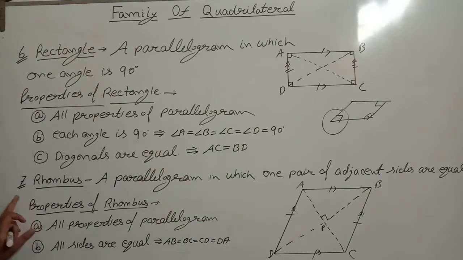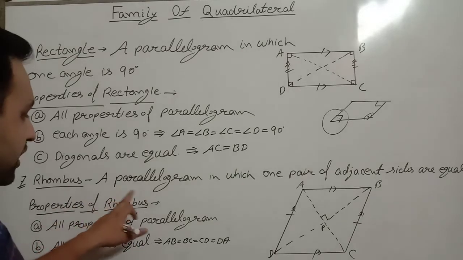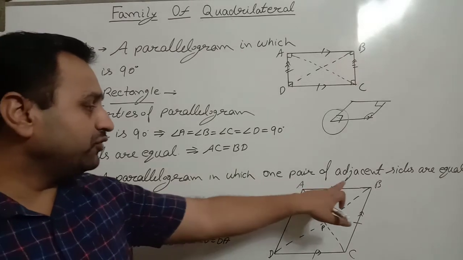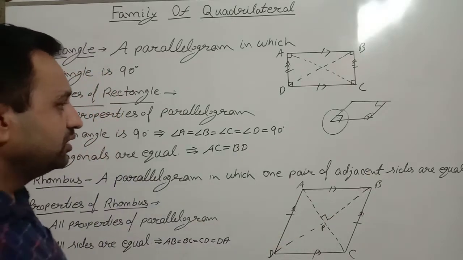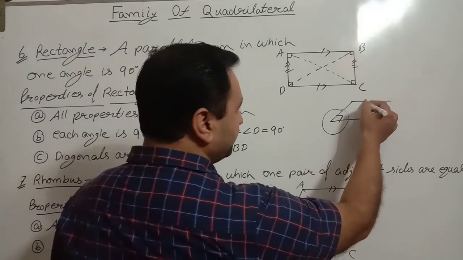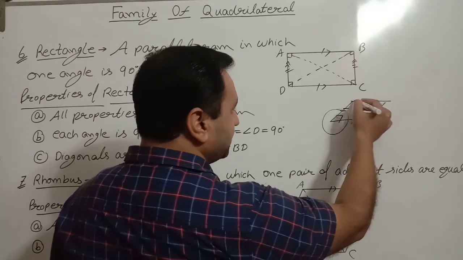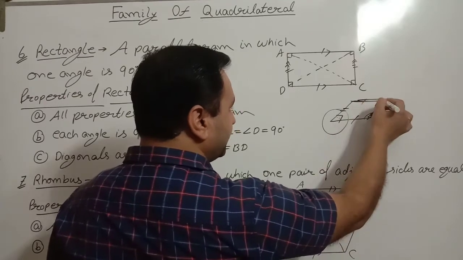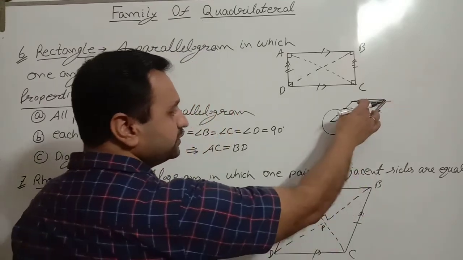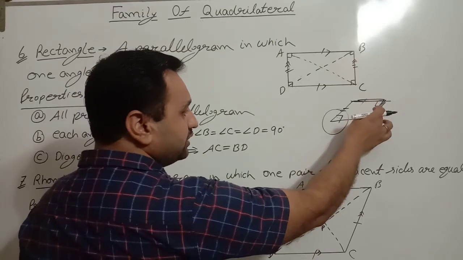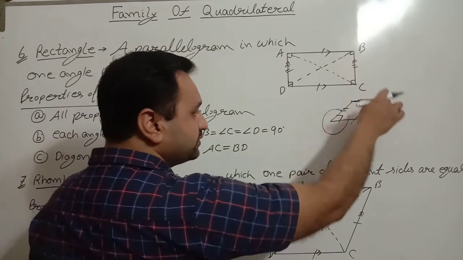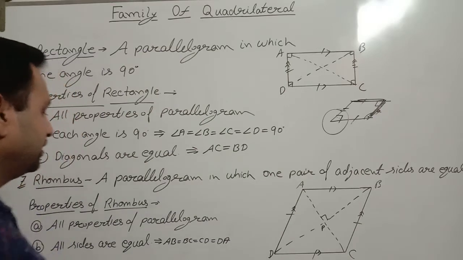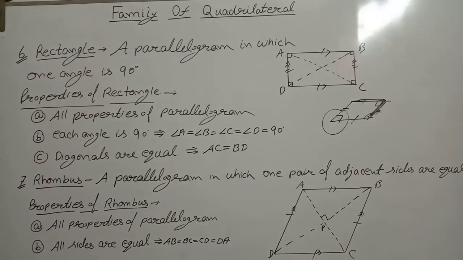Next, rhombus. Rhombus is also a part of a parallelogram. So it is a parallelogram in which one pair of adjacent sides is equal, because in a parallelogram we know that opposite sides are equal. If in a parallelogram a pair of adjacent sides is equal, it means both are equal, then this is also equal, this is also equal, it means all sides are equal. So a parallelogram in which one pair of adjacent sides is equal is called a rhombus.